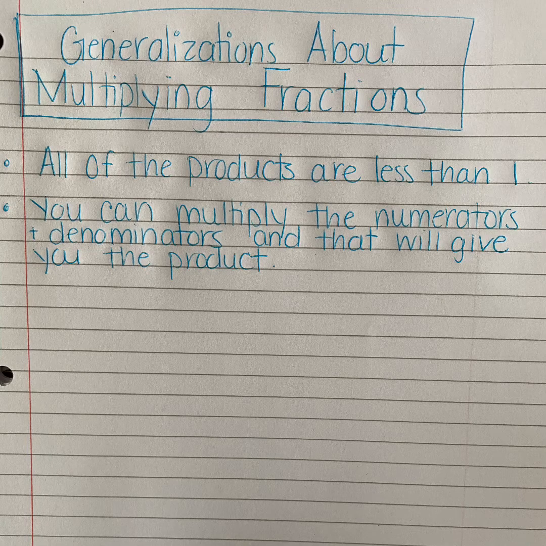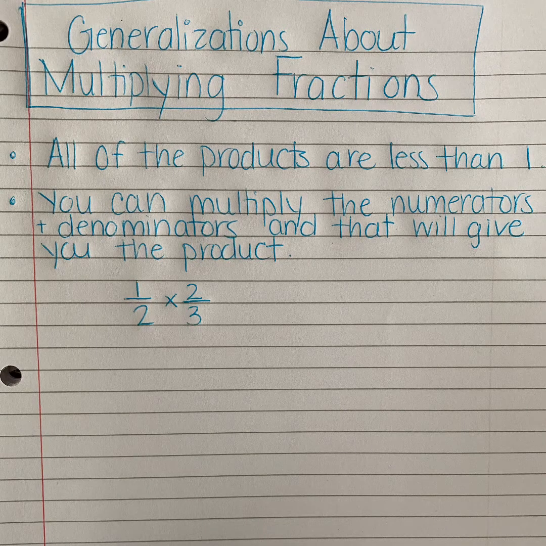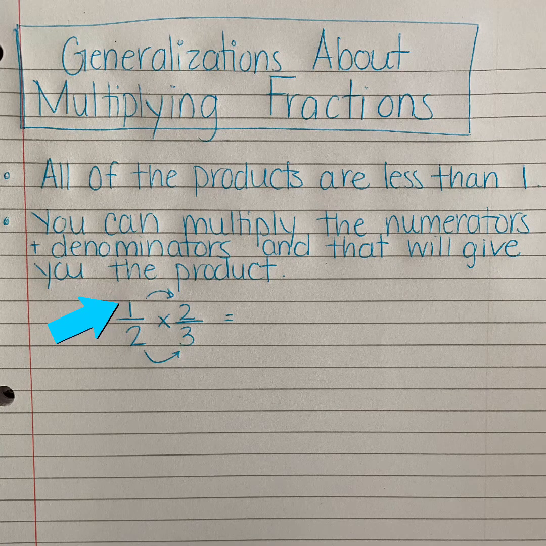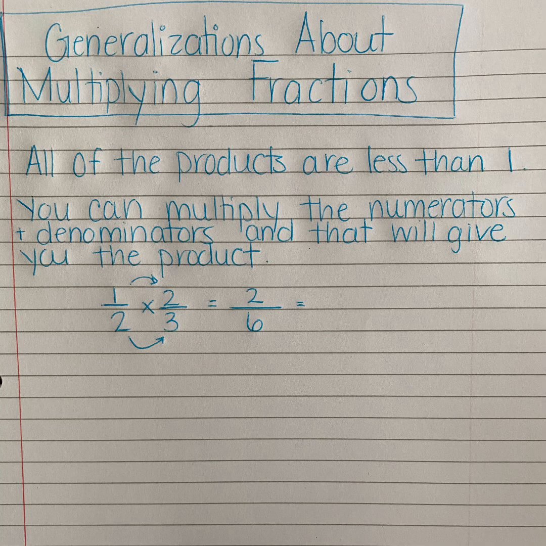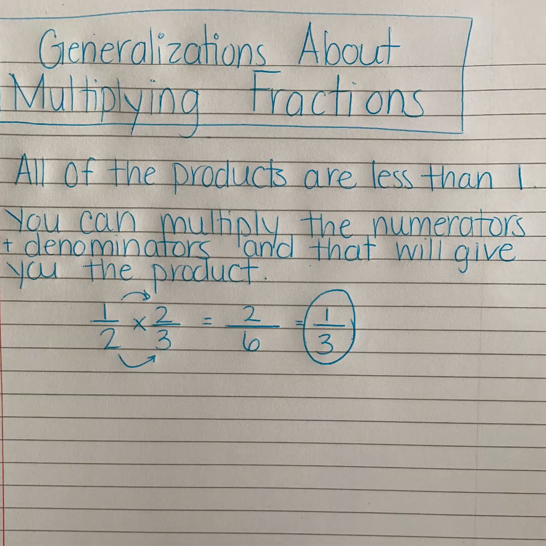The next thing to notice is that you can multiply the numerators and denominators, and that's going to give you the product. Let's take a look at the problem 1/2 times 2/3 and think about how when we multiply the numerators and denominators, we get the product. If I multiply the numerators, 1 times 2, and then the denominators, 2 times 3, we end up with 2/6. Now, this is not simplified, so let's make it simplified. Hopefully you already figured out this should be 1/3.